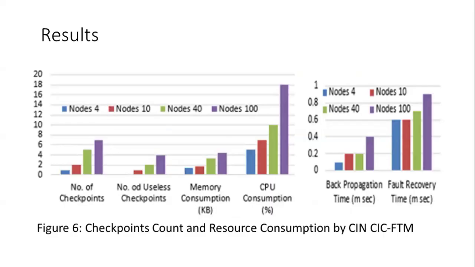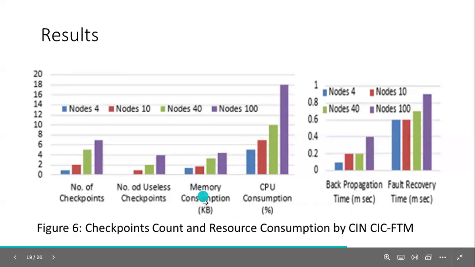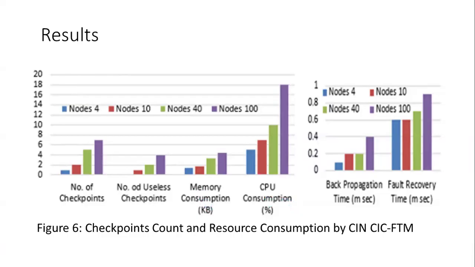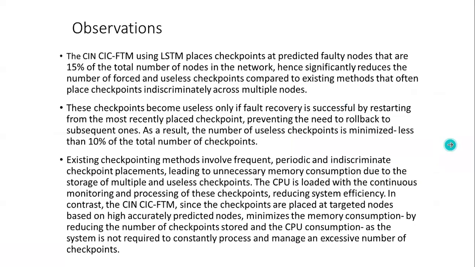Figure 6 shows average number of checkpoints placed, average number of useless checkpoints, and memory consumption, CPU consumption for checkpoints in the network, and average backpropagation time and fault recovery time when the network is of different node sizes like 4, 10, 40, and 100 nodes. The observations from the results obtained are listed over here.